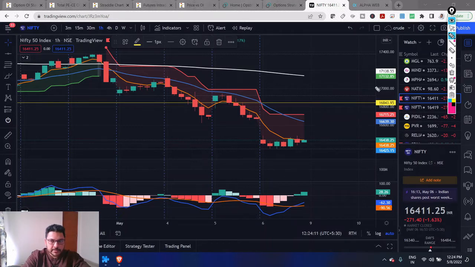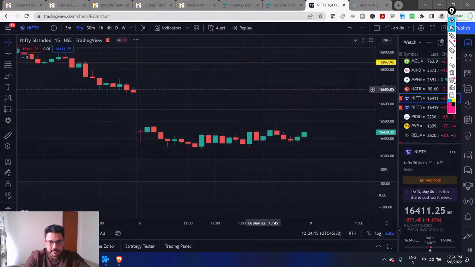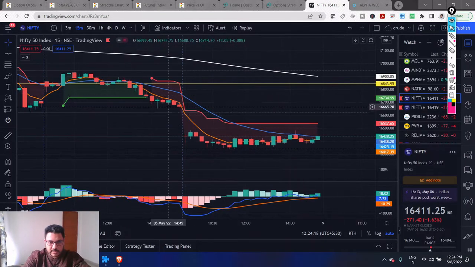Now let's look at this on a 15-minute time frame. On the 15-minute time frame it is entirely bearish. This whole day it was consolidating, and price was not able to hold the 20 period moving average.